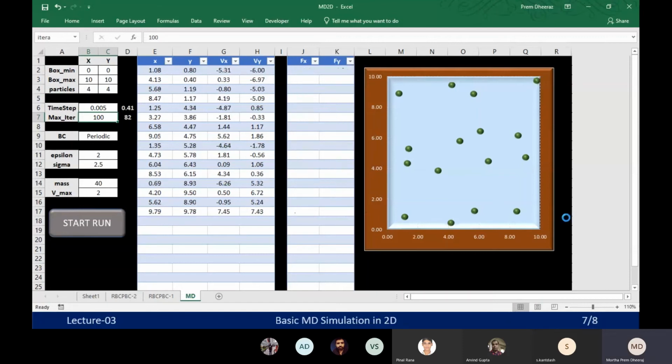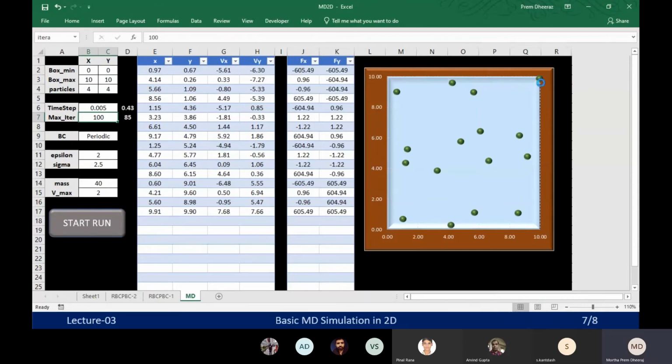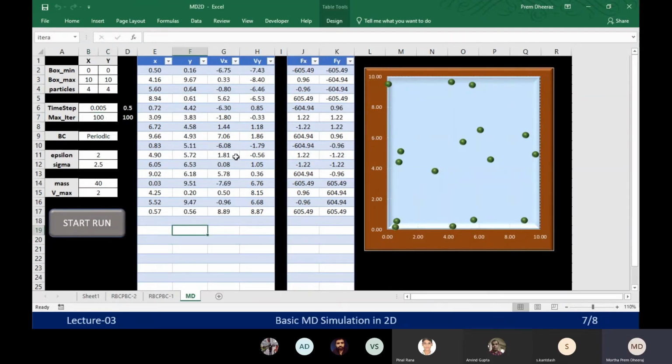So this is basically periodic boundary conditions. The particle is free to leave from this particular end and would reappear from the other end. So we have reached the limit of maximum iterations, so the simulation has stopped now. We can increase the number of iterations, and then we can still have prolonged versions of this particle behavior being observed here. I'm planning to share these sheets with you.